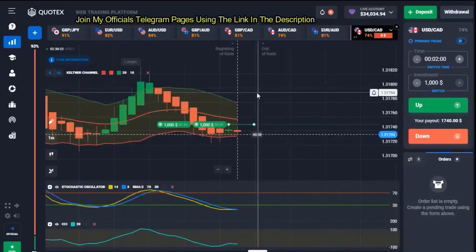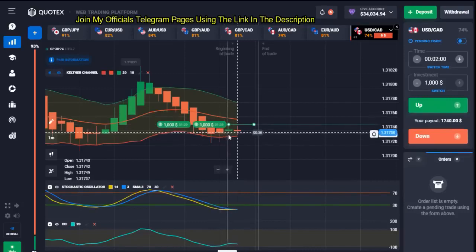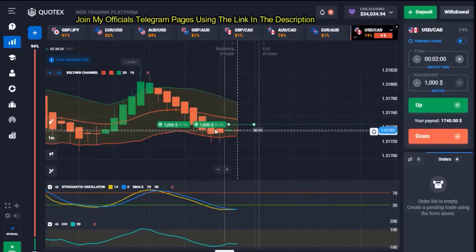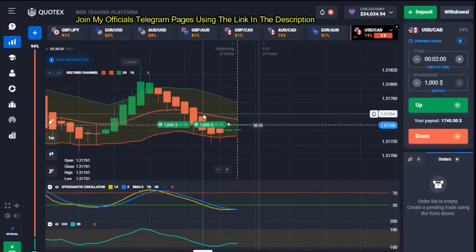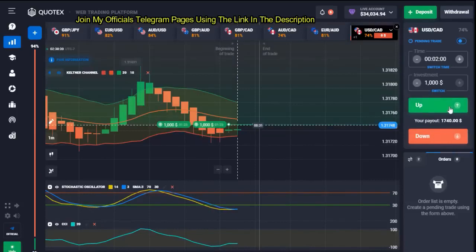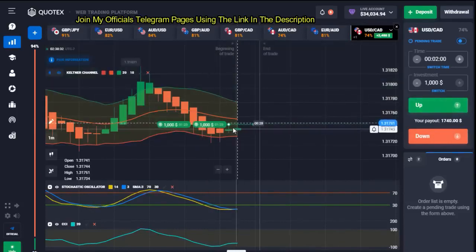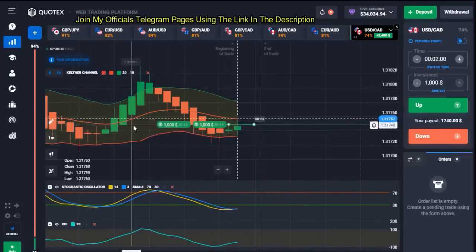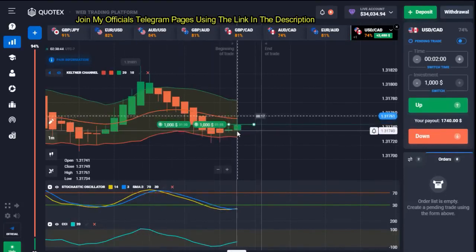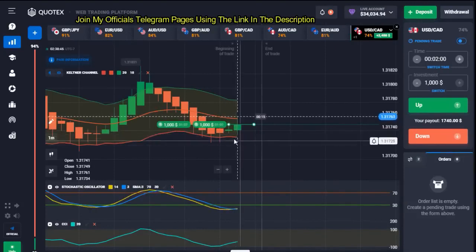We need to have the candle we are taking a trade on very far below the middle line of the Keltner channel. For example, if you are taking a trade to go up, the candle you are taking a trade on must be very far below the middle line, this red middle line here of the Keltner channel. The candle must be very far below it. That's the number one thing. Either it's actually really below it or out of this last line here.